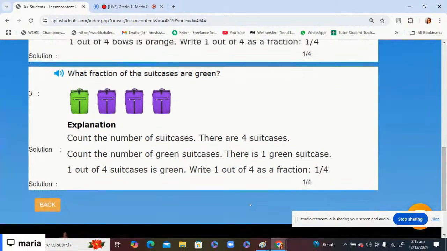So in third question, what fraction of the suitcases are green? So how many total suitcases are there? This is 1, 2, 3, and 4. And how many are the green? Only 1. So it's 1 by 4.